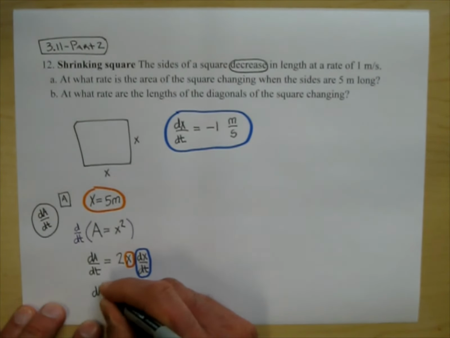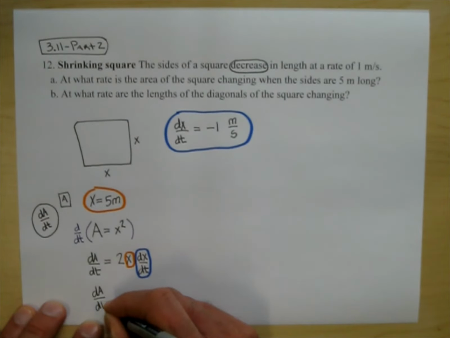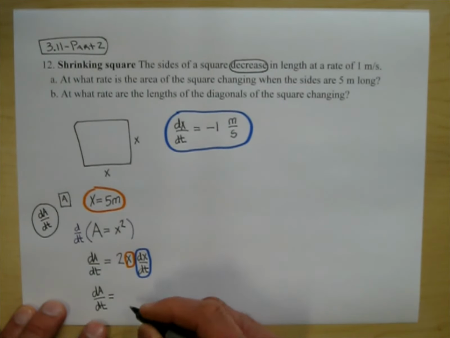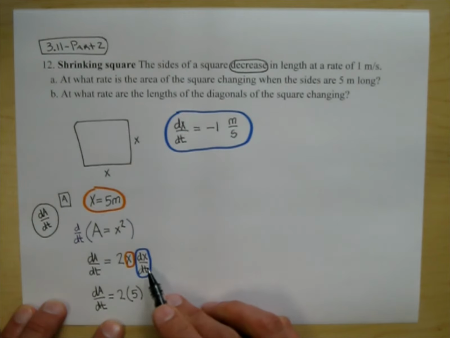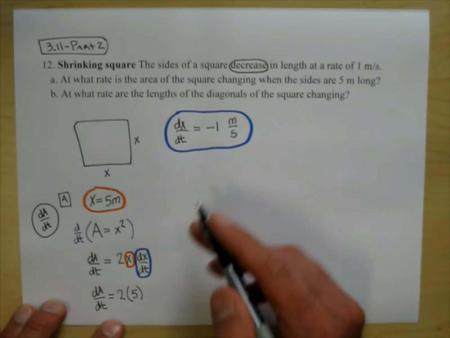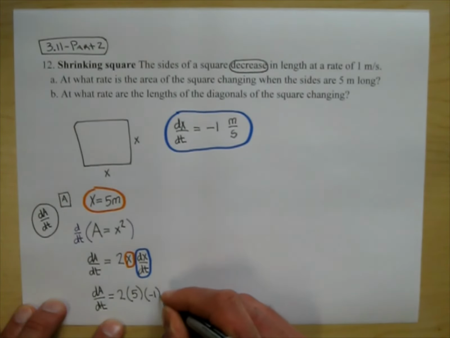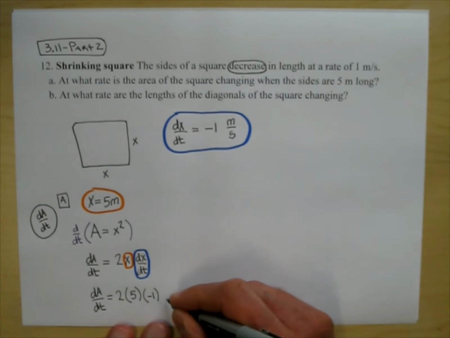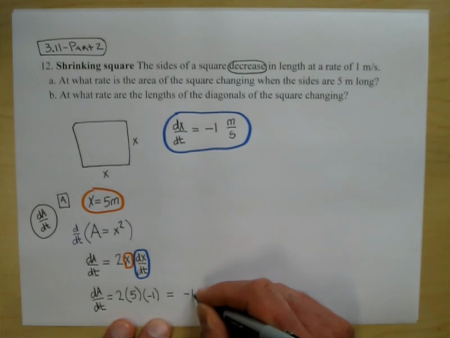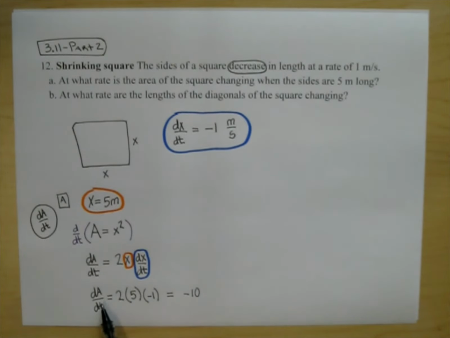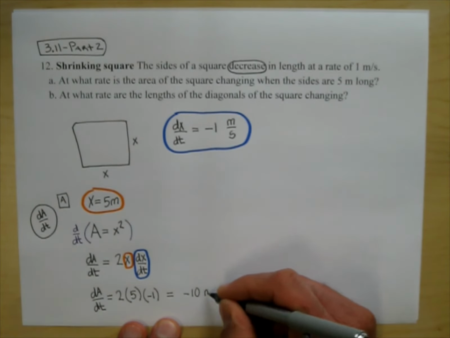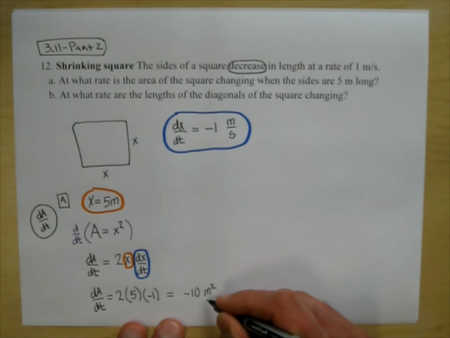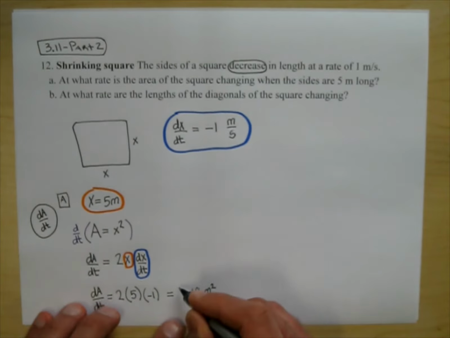So dA/dt equals 2 times 5 times dx/dt. dx/dt is -1. So this is going to give me -10. It's the area that's changing, and area is measured in, we have meters, so area is measured in meters squared, and this is per second.